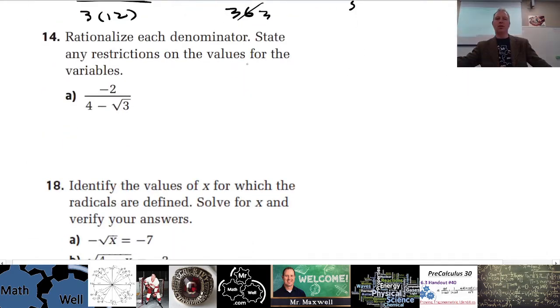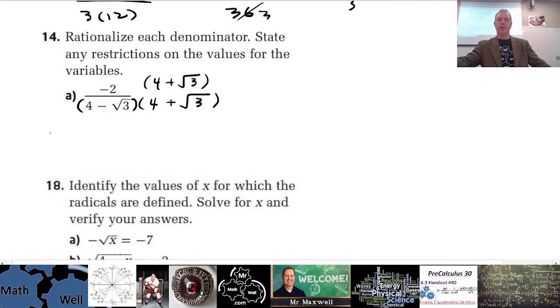So rationalize each denominator. When there's two terms in the denominator, you have to multiply by the conjugate. Make sure everybody knows what the conjugate is. It's a binomial with the exact same terms but opposite sign. So you got to do that to both top and bottom.